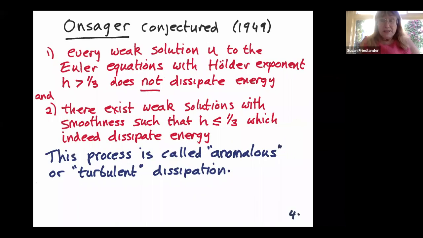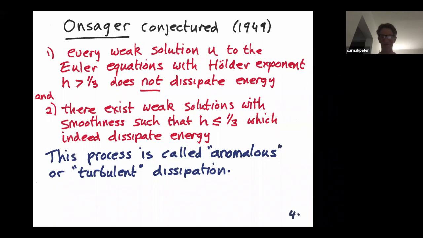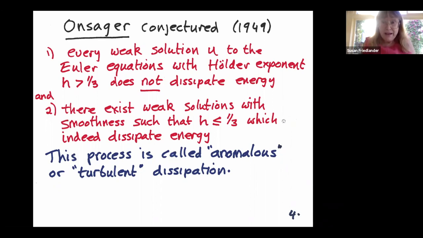And this question of what it means to be sufficiently smooth was in some sense answered, or at least conjectured, by Onsager in a paper in 1949, where he stated that every weak solution to the Euler equations with Hölder exponent h greater than 1/3 does not dissipate energy. In other words, Pi is equal to zero. And on the other side, he conjectured there exist weak solutions with smoothness such that h is less than or equal to 1/3, which indeed dissipate energy. This process is referred to as anomalous or turbulent dissipation. Anomalous because here dissipation is happening without friction, without any obviously dissipative mechanism as there is in the Navier-Stokes equations.